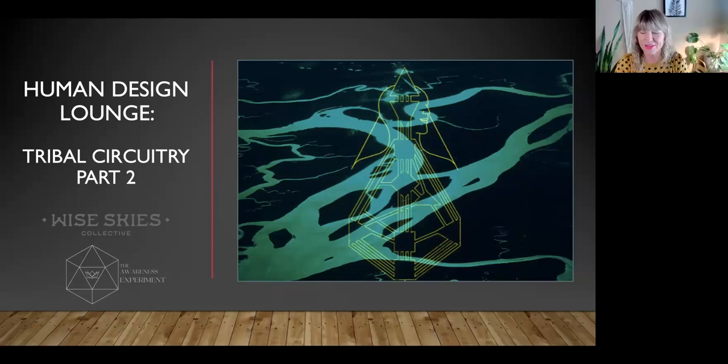Okay, thank you. So, of course, we're doing the summer series, as Tiffany said, on circuitry, and we've already done individual circuitry. We've done the first piece of tribal circuitry. So I'll kind of orient us with where we are in the tribal circuitry journey. So we're doing our second part today.